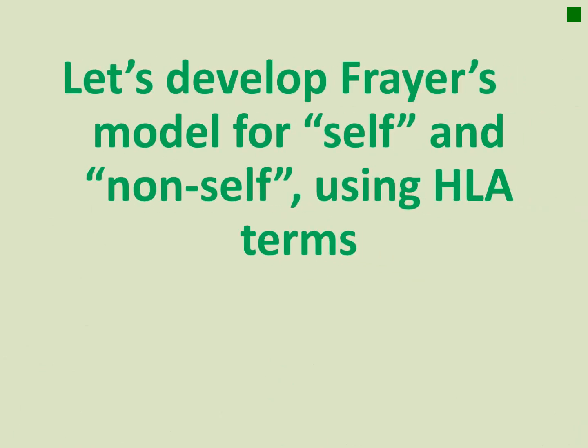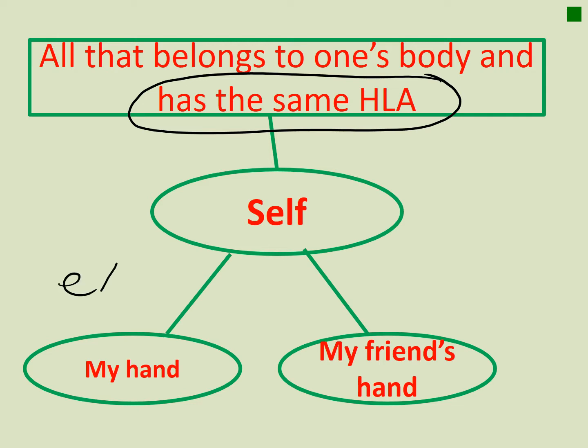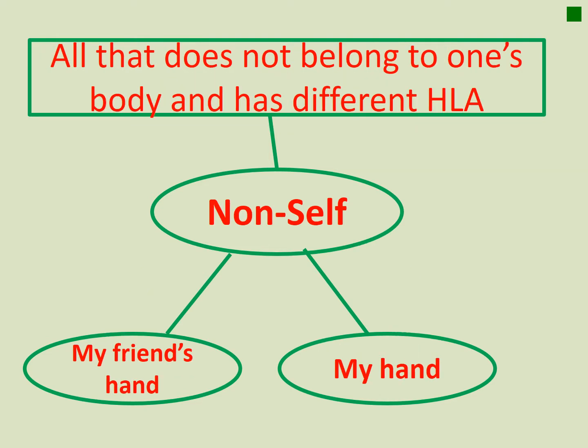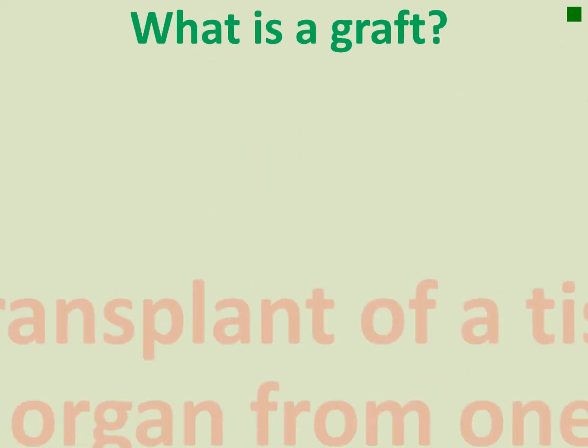So here let's develop Frayer's model for the self and non-self. Self, as definition, is that which belongs to one's body. This is the complex definition, and they have the same HLA. An example is my hand. Non-example, my friend's hand. Non-self is that which doesn't belong to one's body, and they have different HLA. This is the non-self. Example, my friend's hand. Non-example, my hand.